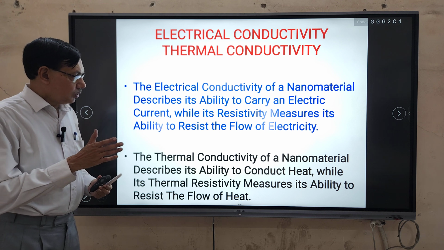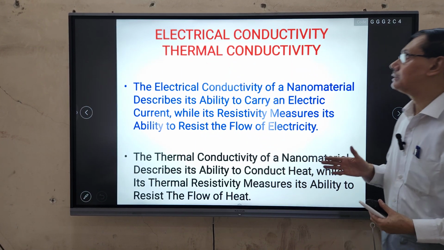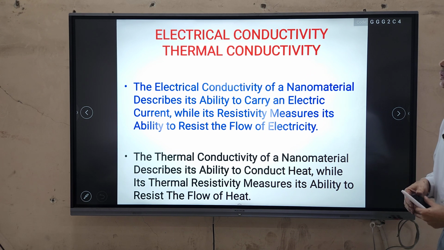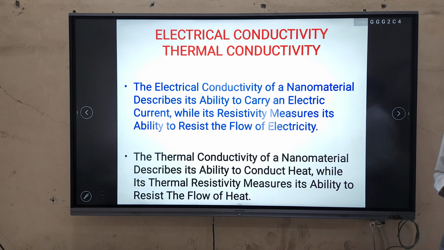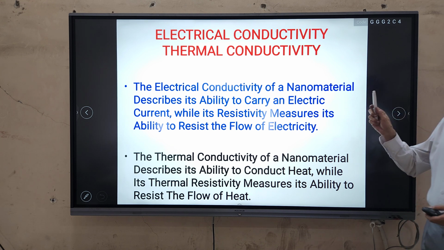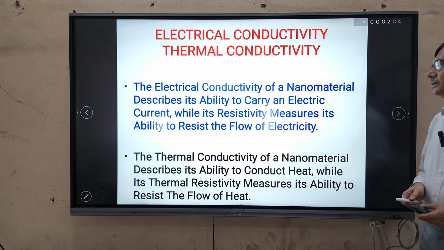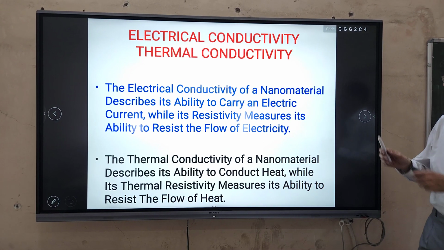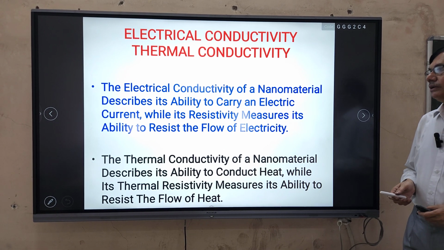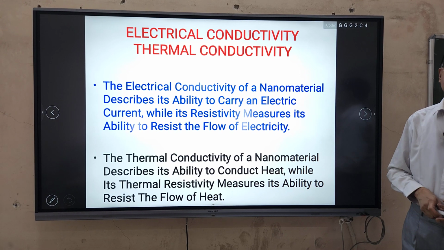Before going into details of that property, I must tell you what electrical conductivity and thermal conductivity actually are. Electrical conductivity of a nanomaterial describes the ability to carry an electric current, while its resistivity measures its ability to resist the flow of electricity. This is related to the electrical conductivity.